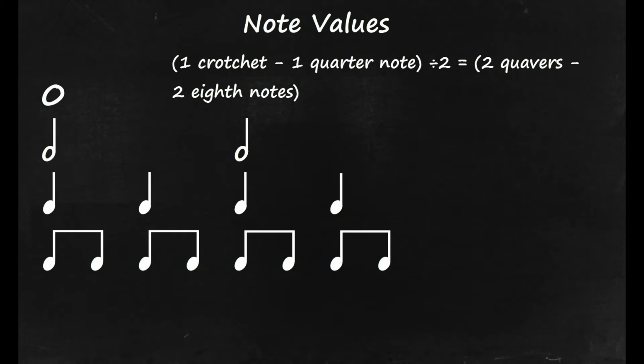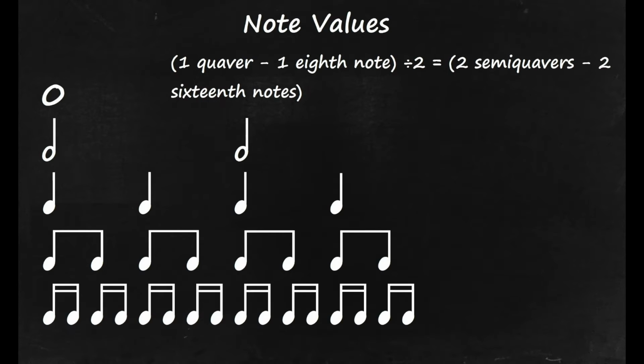If you halve the length of a crotchet, you will create 2 eighth notes called quavers. There are 2 quaver values in one crotchet and 8 quaver values in one semibreve. Cut the length of a quaver in half and you'll get 2 16th notes called semiquavers. There are 2 semiquaver values in one quaver and 16 semiquaver values in one semibreve.